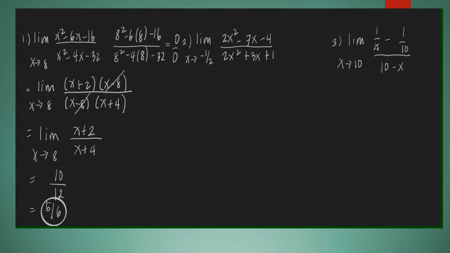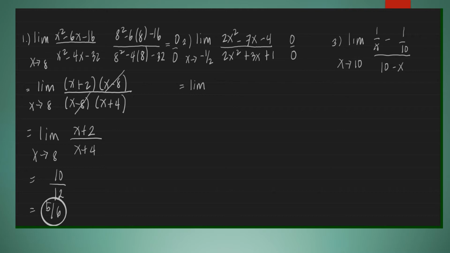So for number 2, we have limit of 2x squared minus 7x minus 4 over 2x squared plus 3x plus 1 as x approaches negative 1/2. When you substitute negative 1/2, you'll find out that you will again get an indeterminate of the form 0 over 0. When that happens, we have to simplify our function.